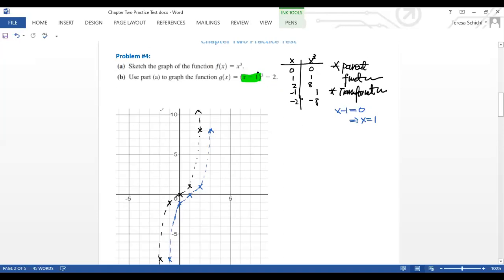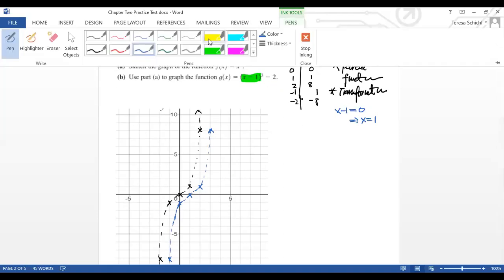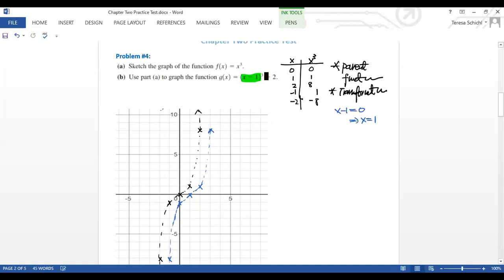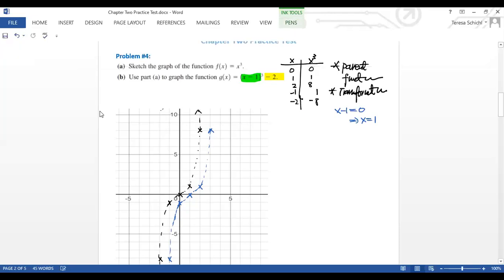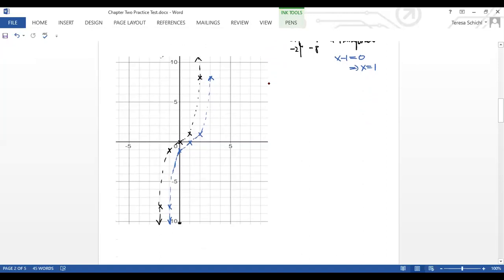Okay, so now let's do the next transformation. This transformation is minus 2. Okay, so the minus 2, as we think about it, is it going up or going down? It's going down 2 units, right?